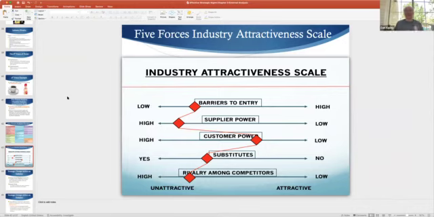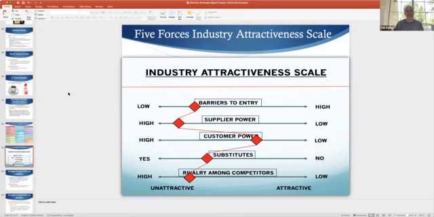Now, this is the industry attractiveness scale. From this, you can see that the barriers of entry for this industry are low. And if they're low, that means that industry is going to be less attractive. You can see also that supplier power in this industry is high. That means those suppliers have influence over those who are buying in that industry.